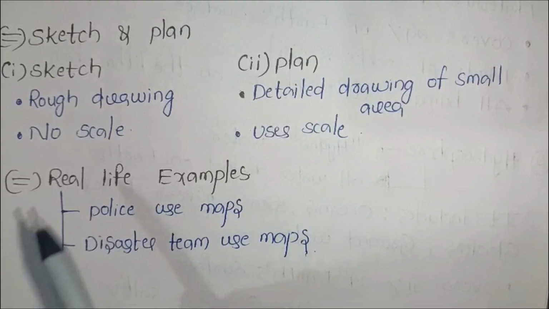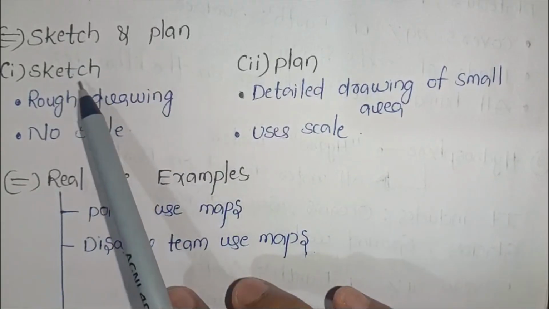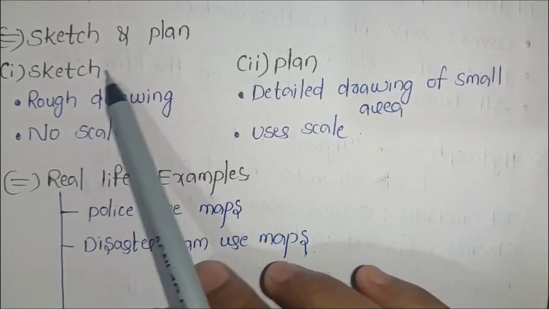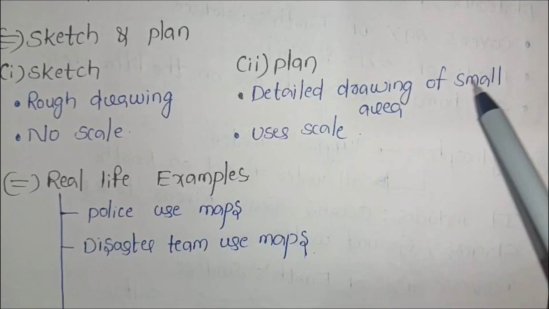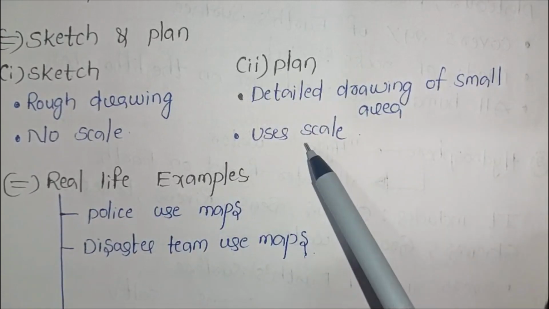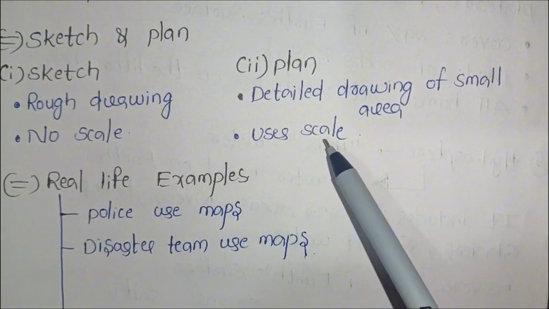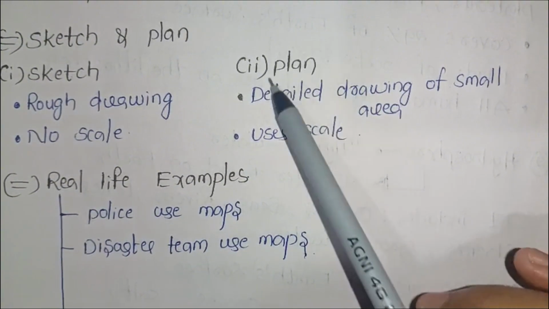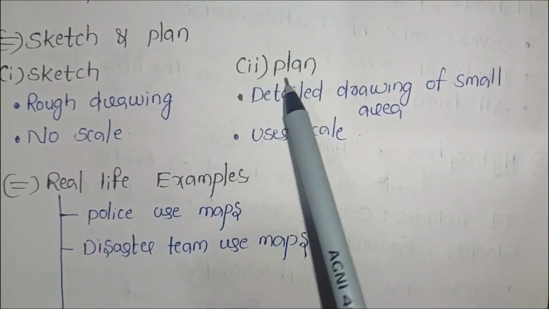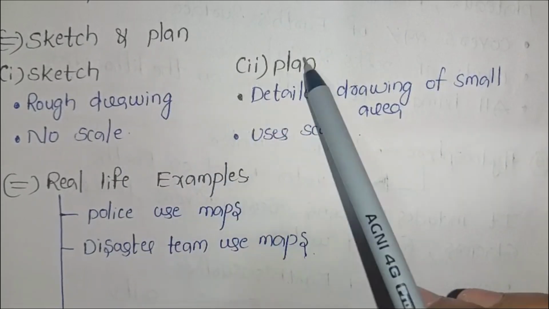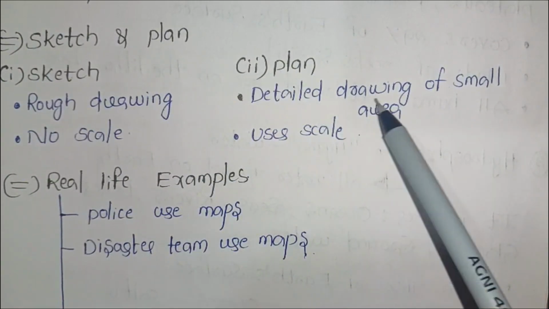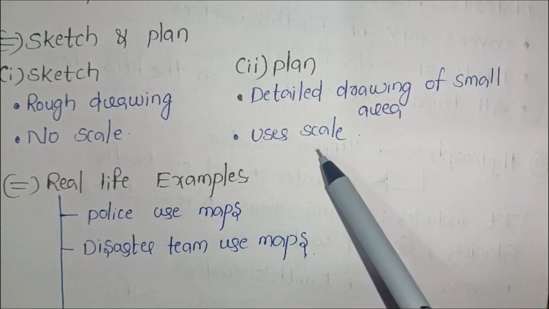Now let's discuss what is a sketch and what is a plan. A sketch is nothing but a rough drawing. No scale is used in the sketch. A plan is nothing but a detailed drawing of a small area. It uses scale and it uses directions and symbols also. These are the differences between the sketch and plan. Sketch is a rough drawing, no scale. Plan is a detailed drawing of a small area. Uses scale.